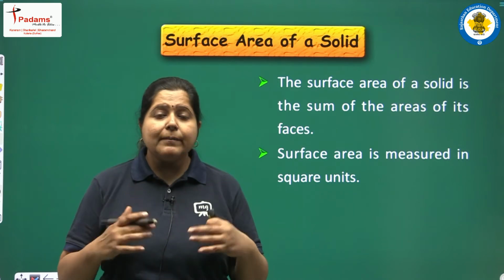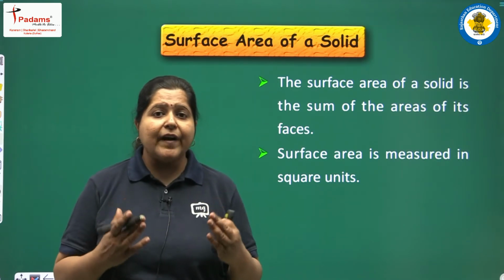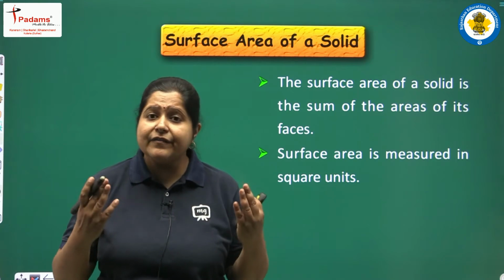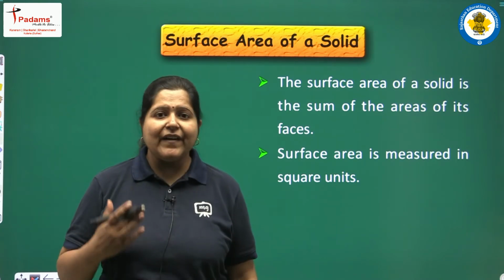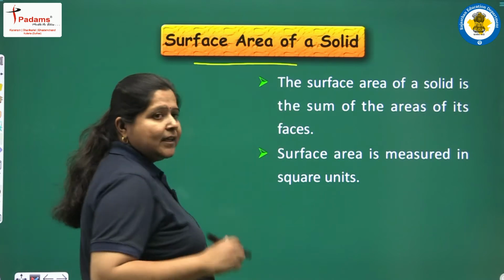And now when we talk about the surface area of an object, we actually mean we have to find the area of the different faces of the object, and when we find its sum we get the surface area of the solid or the object.